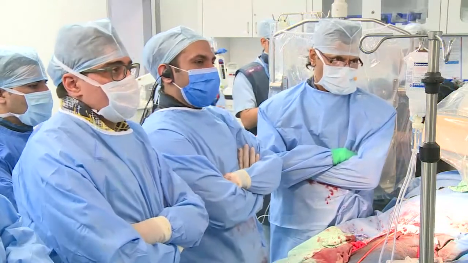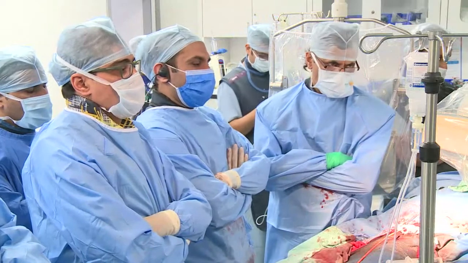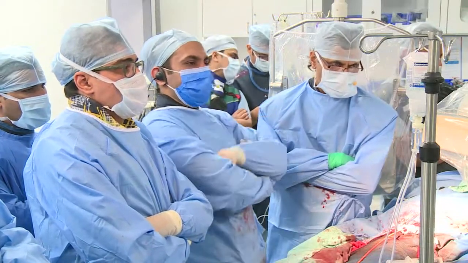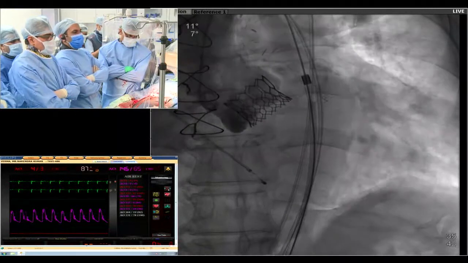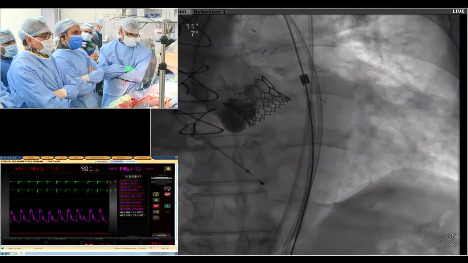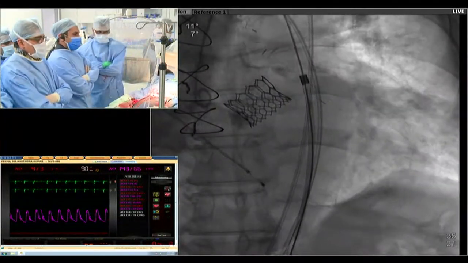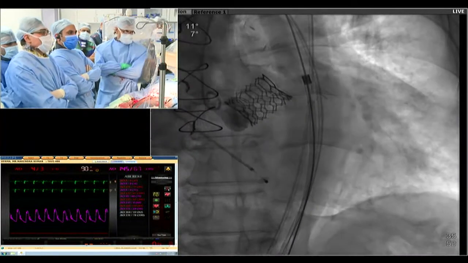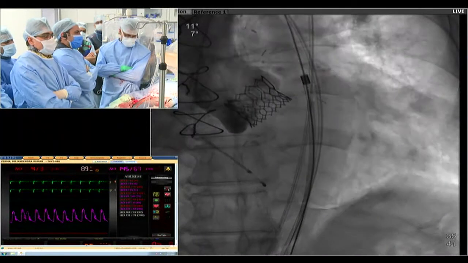If we have some time, we would like to focus on a few more things. One is ECG. The patient does not have any widening of QRS. There is no change in ECG at all. It's too early for us to really comment, but we haven't seen any complete heart blocks with this valve. The second thing is the gradients. Most of our gradients are in single digit.